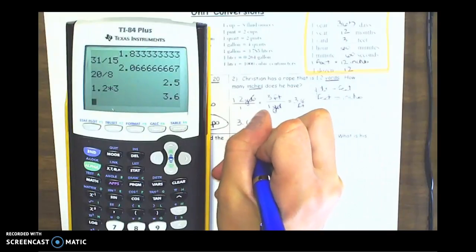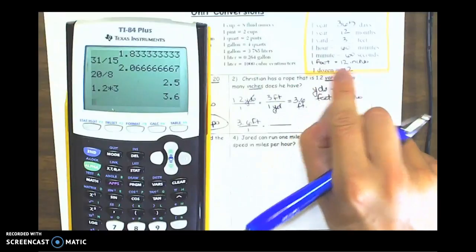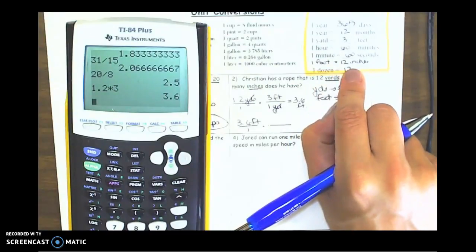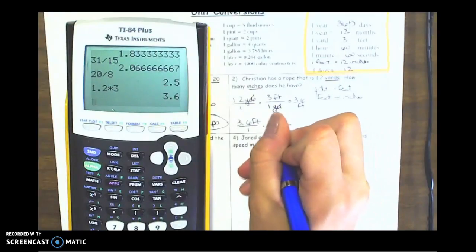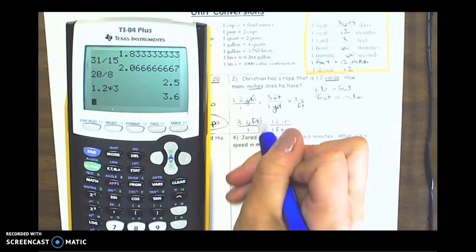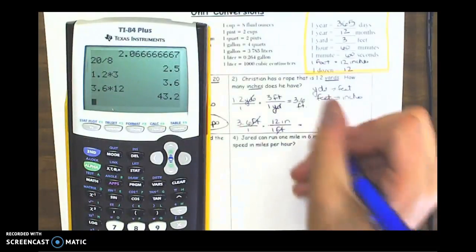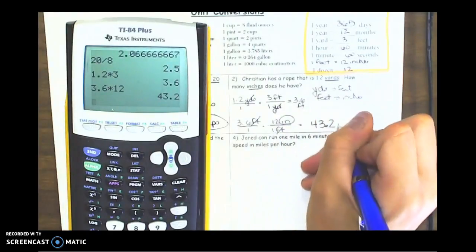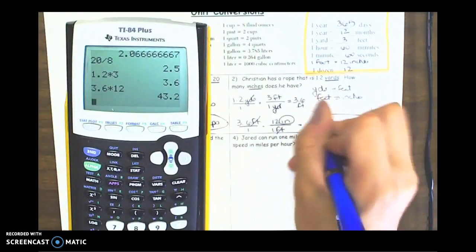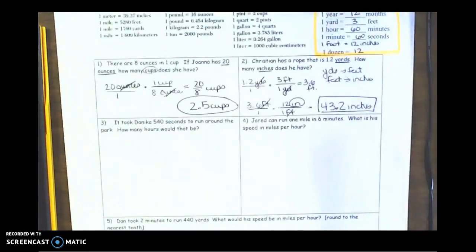Then we have 3.6 feet over 1 times, now 1 foot is 12 inches. And I want to cancel the feet, so I'm going to put feet in the bottom. So 1 foot and 12 inches. My feet cancels with the feet, and 3.6 times 12, we're going to get 43.2, and my units are inches. And we got it.